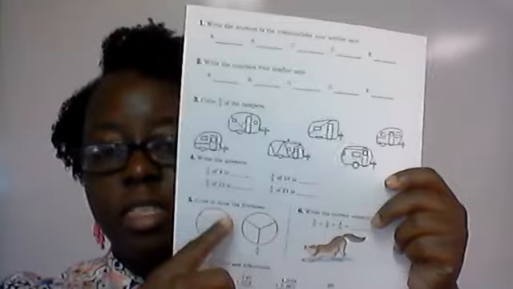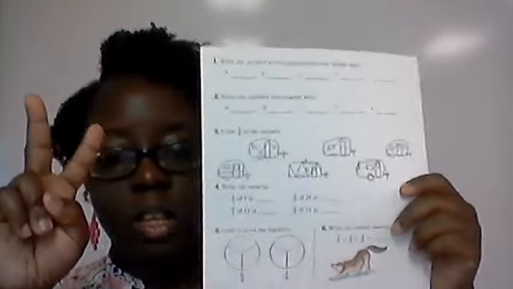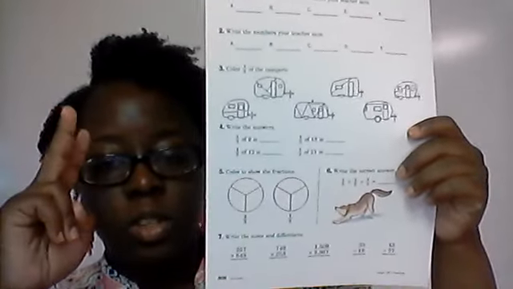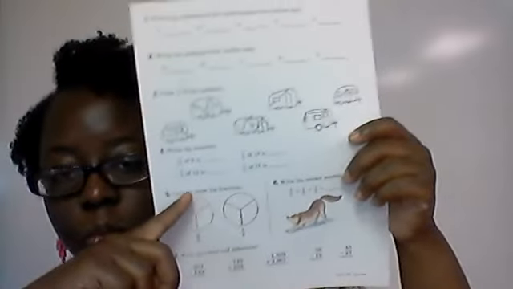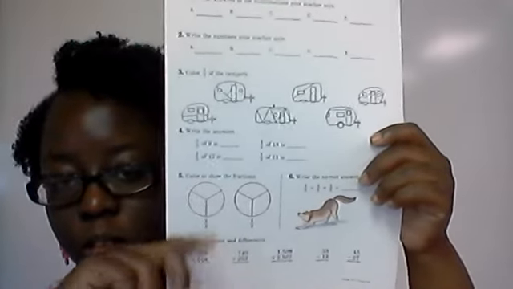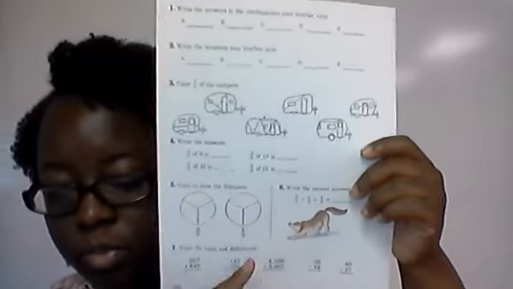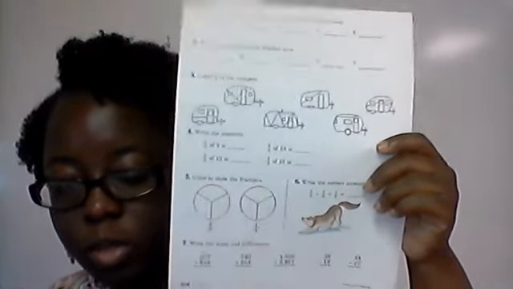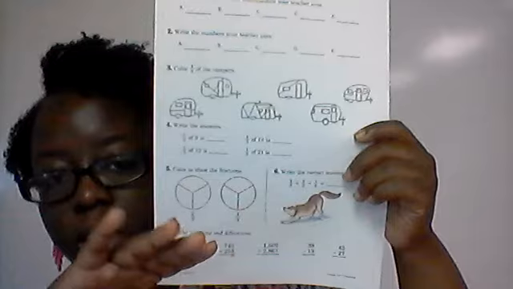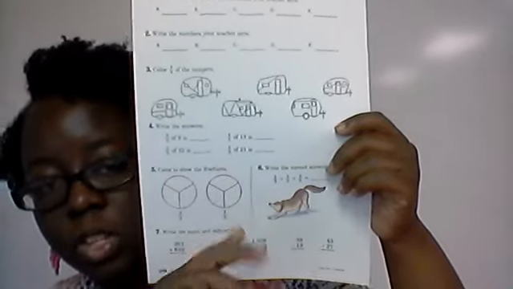Section number 5 says color to show the fractions. So 2/3, the bottom number means what? It means that it's divided into 3 pieces. So you notice there you do have 3 pieces in the circle. And then the top number, the 2, is telling you how many pieces you need. So that means you are coloring in 2 of those pieces, all right? And right next to that, it says 1/3.